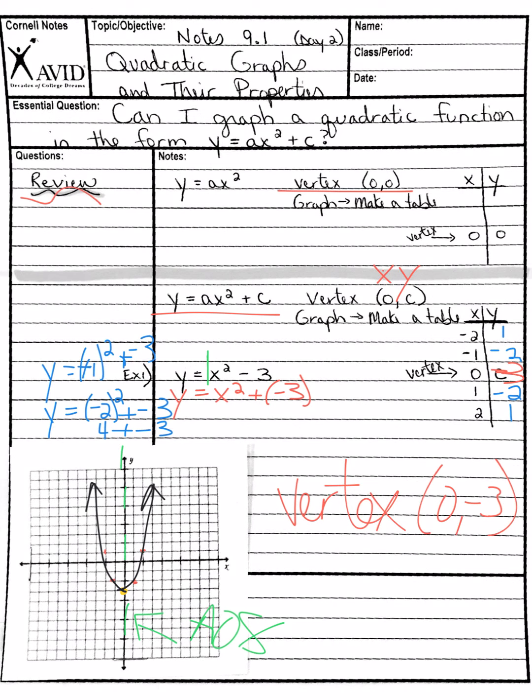Let's go ahead and look at a second example. So we're just going from having just our ax squared to now having an ax squared plus c. No b, just the plus c. When we have the form y equals ax squared plus c, our vertex will be 0, comma c. That's it.